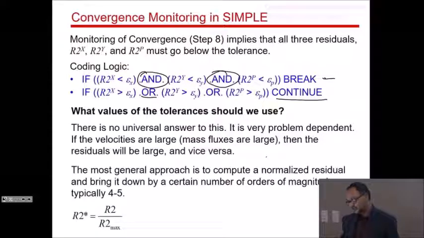And so that's why people often use, like I told you a couple of lectures ago, a normalized value, where you look at the normalized residual defined as this: R2 divided by the maximum value up to that point. And you bring it down by whatever orders of magnitude you want to. Now for your homework, I will ask you to use absolute tolerances because those are just some numbers I got when I solved the problem myself. So instead of making it complicated, I'll just have you use an absolute tolerance. But in general, one should use a normalized tolerance.